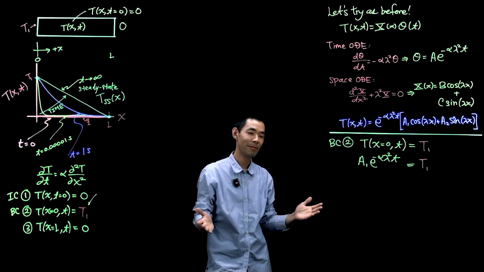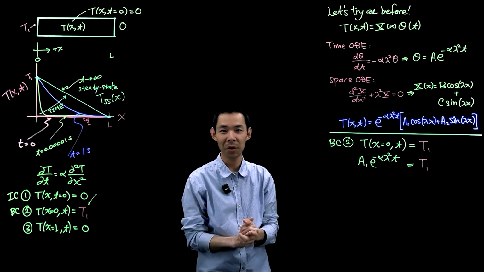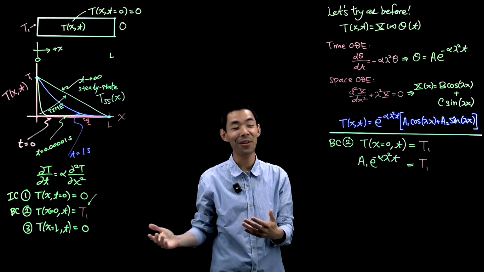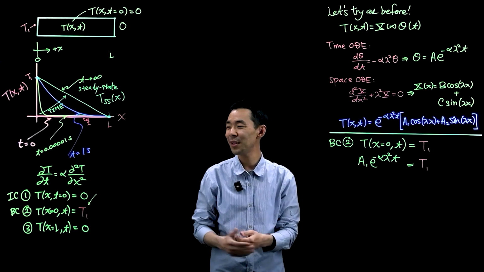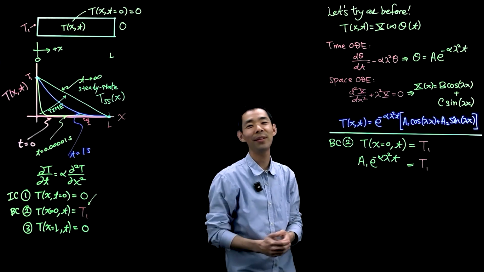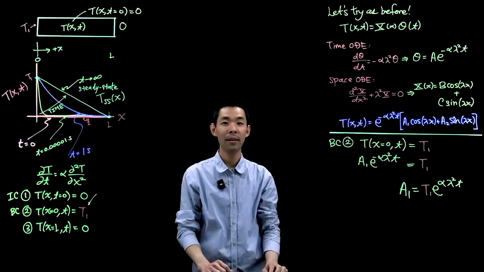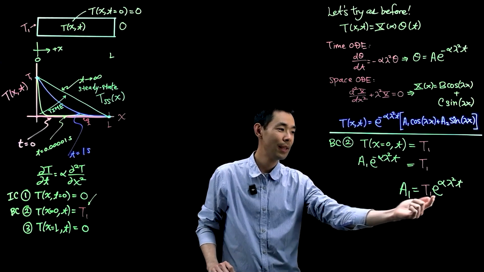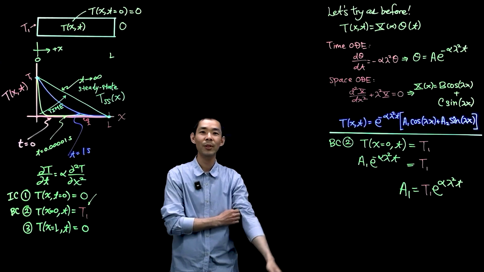So at this stage, you conclude and say, okay, well, we know the value of A1. Just like last lecture, we found the value of A1 using the boundary condition over on the left-hand side. Just like this. So if our constant of integration is equal to T1 e to the alpha lambda squared times time.